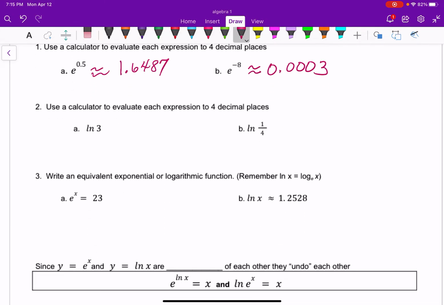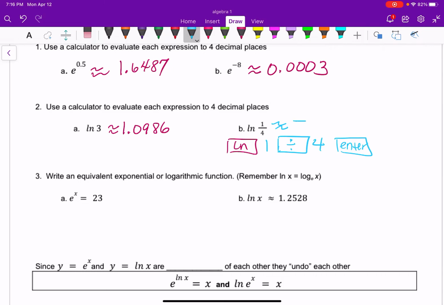Again, calculator work on this. You push the ln button and you put in 3. And so that's approximately 1.0986. And then if you want to do this one, it's ln of 1 divided by 4, and then enter, and you'll get approximately negative 1.3863. Okay? Now let's get into the more complicated stuff.